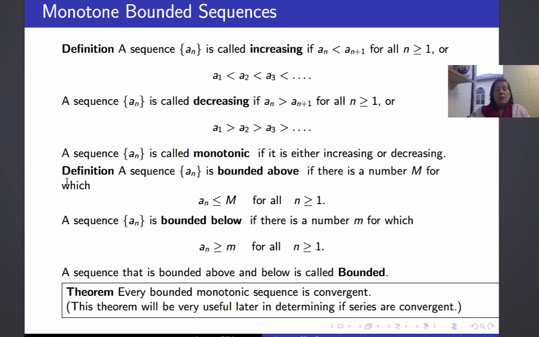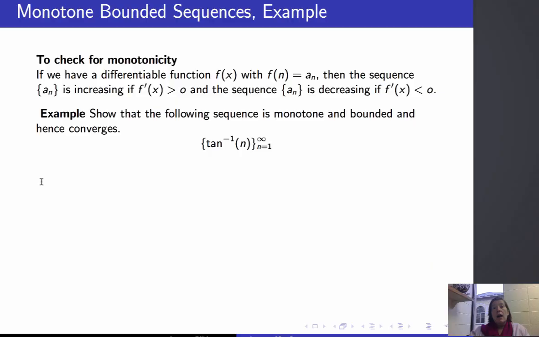And here's another very useful theorem. Every bounded monotonic sequence is convergent. So if a sequence is bounded above and below, and it's either always increasing or decreasing, then it has to be convergent. How would we actually check to see if a sequence is monotone?